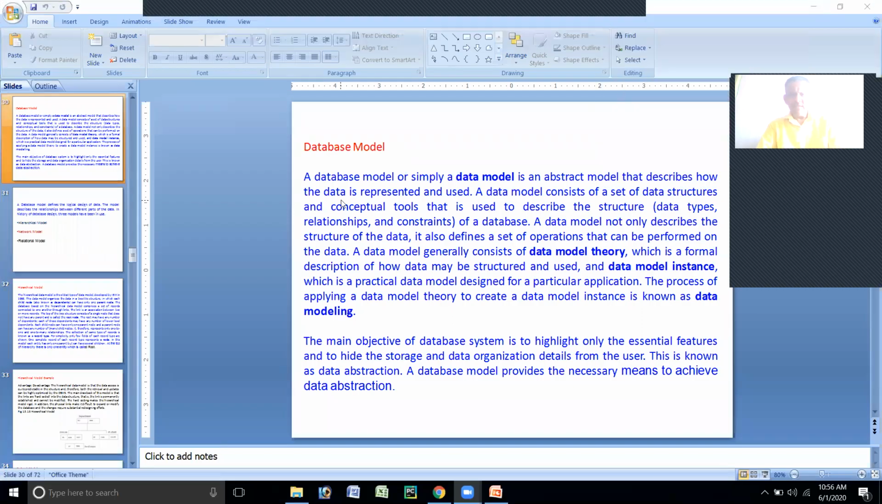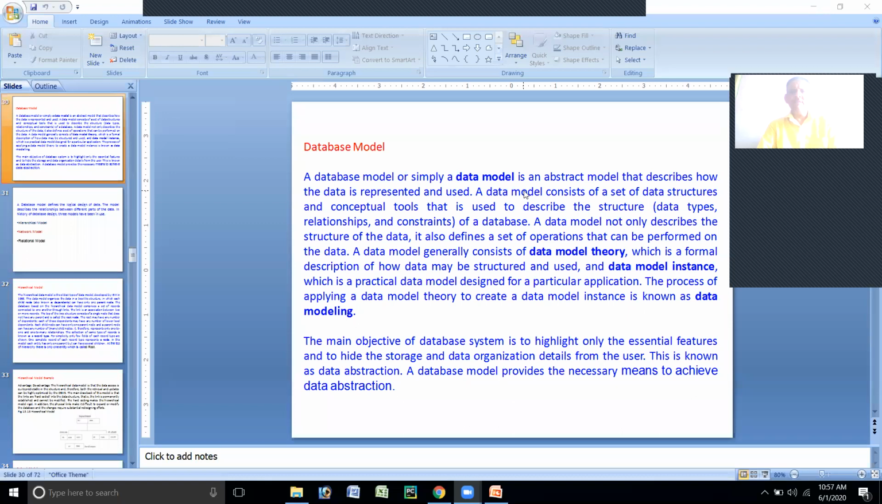Next topic is database model. First, we should learn what is database model. For that, the first point: a database model is an abstract model that describes how the data is represented and used.